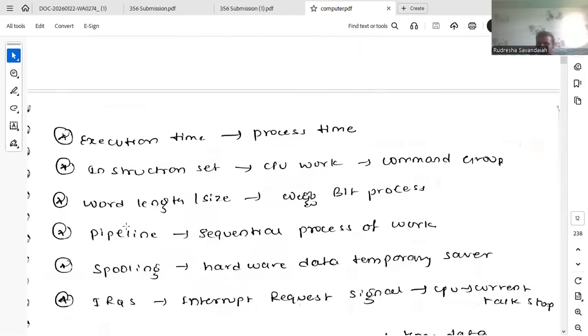Spooling. Spooling means hardware data temporary saver. What is the meaning of spooling? Spooling means hardware data temporarily saver. That is what we call spooling.